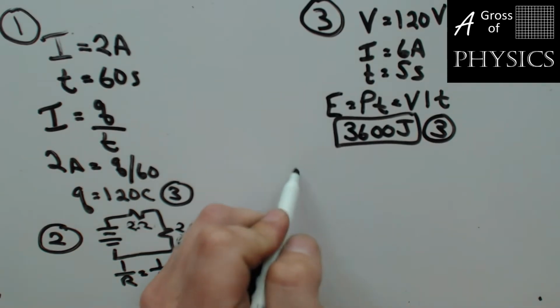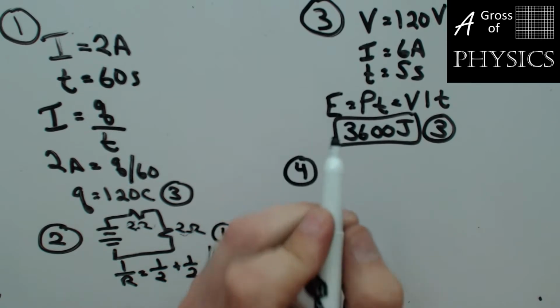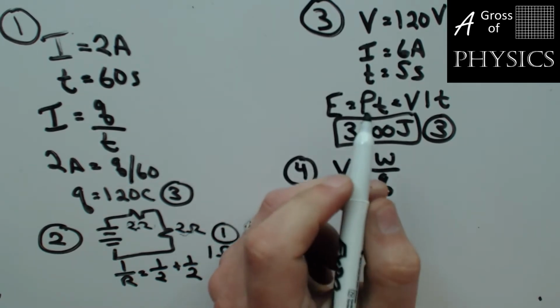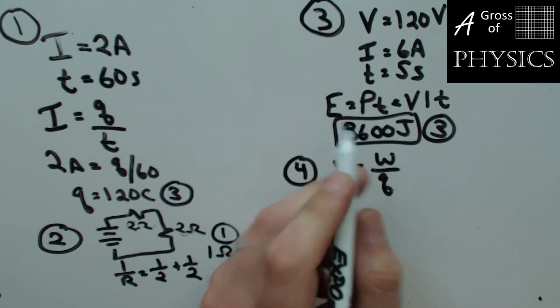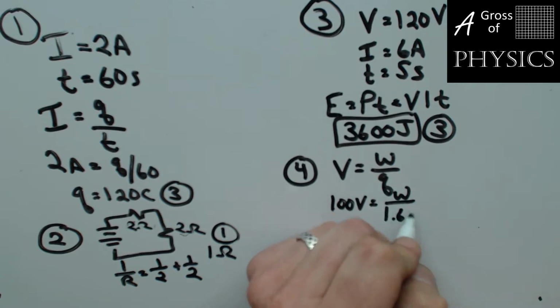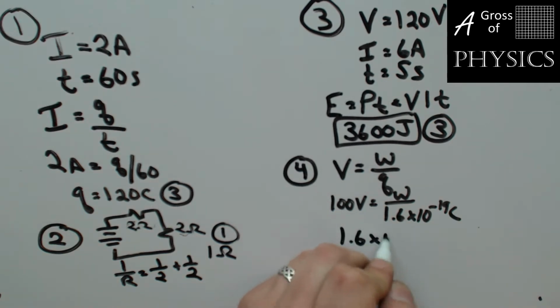All right, number 4. How much work is required to move a single electron through a potential difference of 100 volts? The equation is V equals W over Q. We want to find the work, and we have 100 volts. W over Q. Electron is 1.6 to the negative 19 coulombs. So 100 times 1.6 e negative 19 is 1.6 times 10 to the negative 17. And that's going to be choice 3.